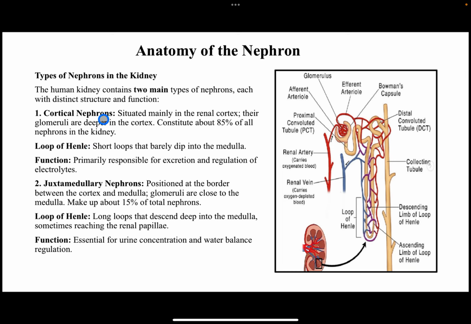That is the reason why, when we were looking at the macroscopic structure, we gave the renal cortex that recognition: most of the nephrons are within the cortex. Because of that, the filtration of the blood actually begins from the renal cortex. Cortical nephrons constitute about 85% of all the nephrons in the kidneys, and juxtamedullary nephrons constitute about 15%. Basically, that is it.